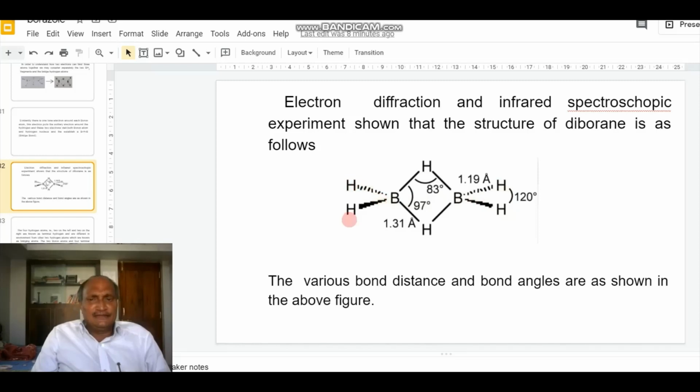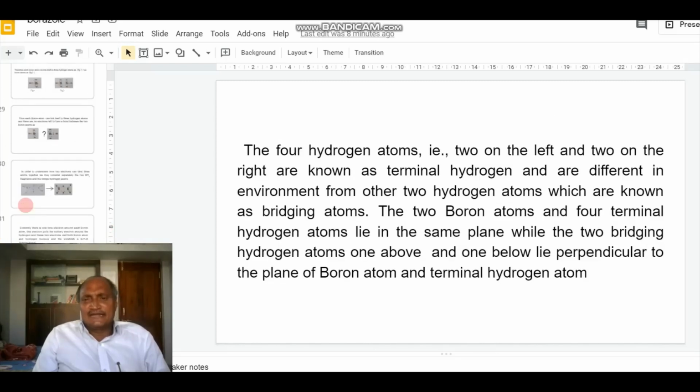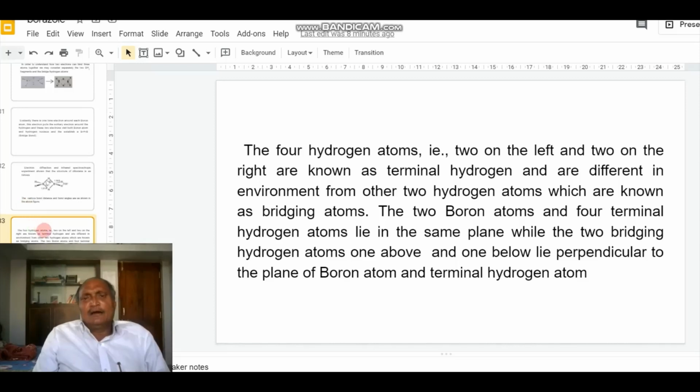Once again, in the diagram, it can be explained that both boron atoms and 4 terminal hydrogen atoms lie in the same plane, whereas the bridging hydrogen atoms lie perpendicular to the plane, and the various bond distances and bond angles are as shown. The 4 hydrogen atoms, 2 on the left side and 2 on the right side, are known as terminal hydrogens and are different in environment from the 2 bridging hydrogen atoms, one above and one below the plane.